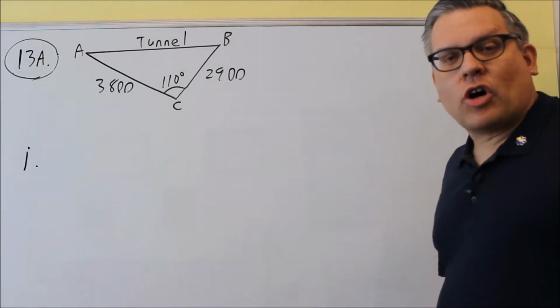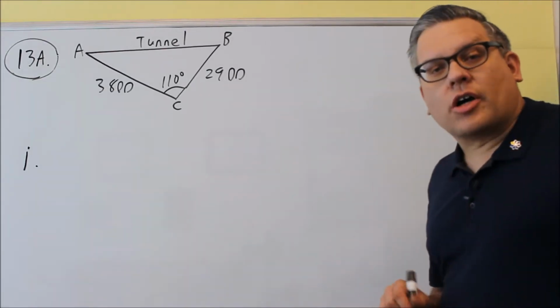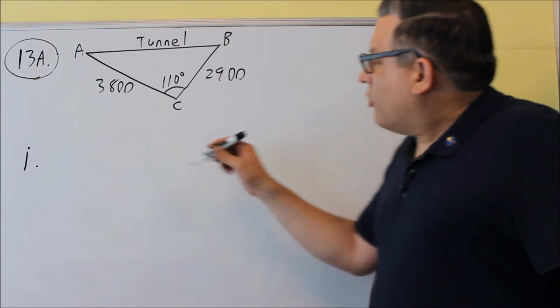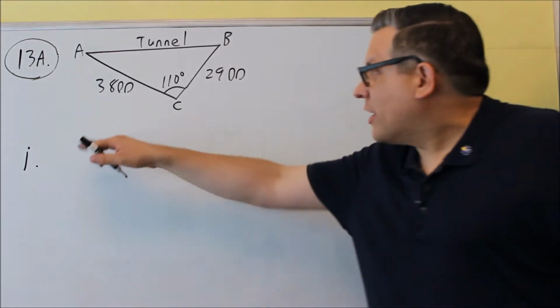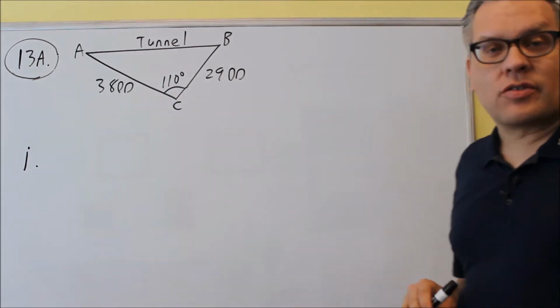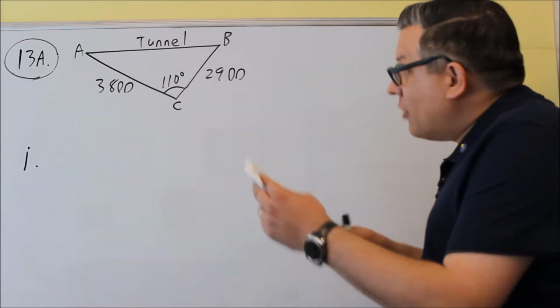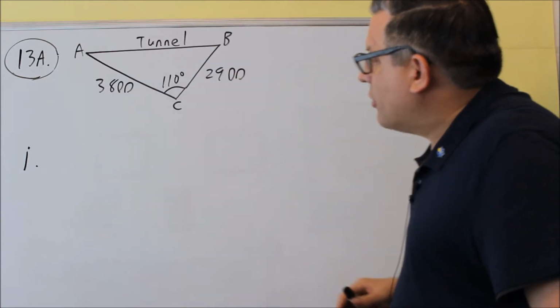Number 13 is going to involve law of sines and law of cosines. We want to find the length of the tunnel. So there's two different parts. The first part asks us to find the length of the tunnel, and the second part asks us to find the measurement of angle B. So first let's find the length of the tunnel.